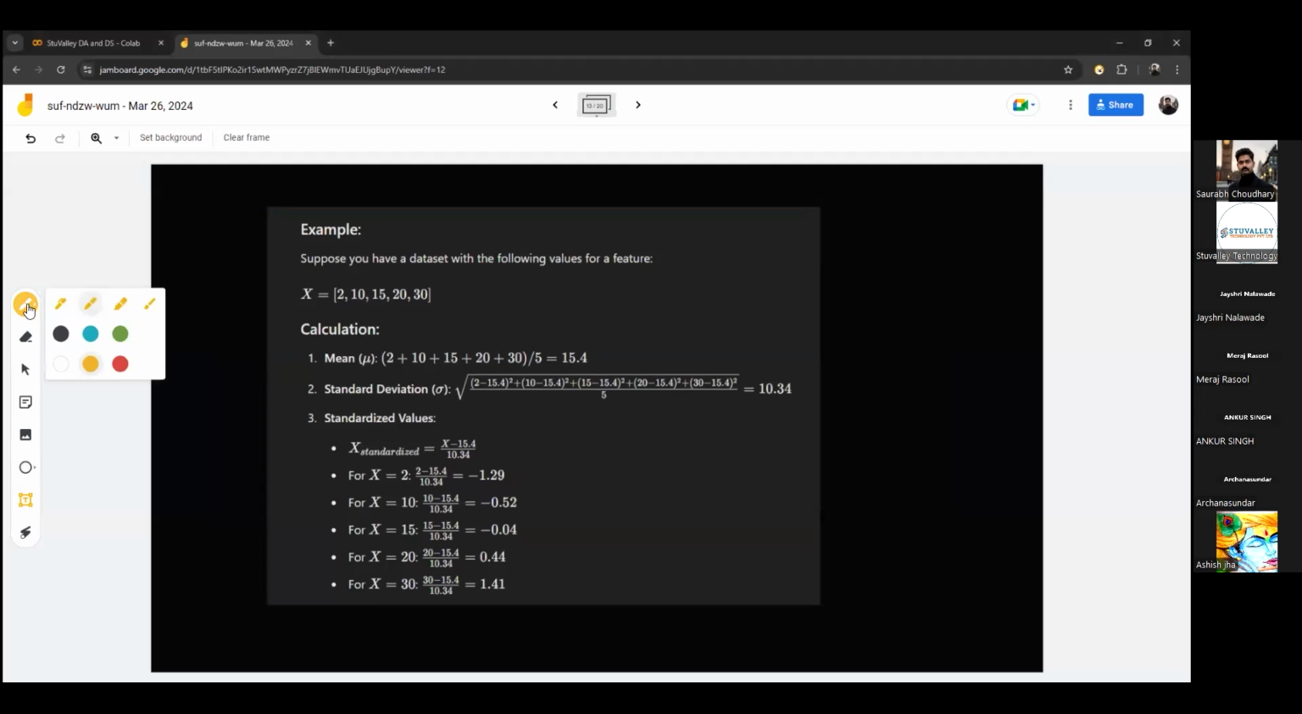So we can see here that suppose you have a data set of the following values for a feature.